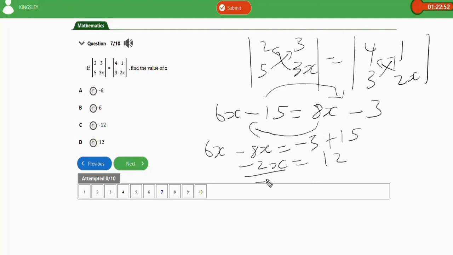Divide both sides by minus 2. Okay, so x will be what? -6. So the correct option is what? Option A. So it's as simple as this. Let's wipe this and solve the last question. After you can call it a class.